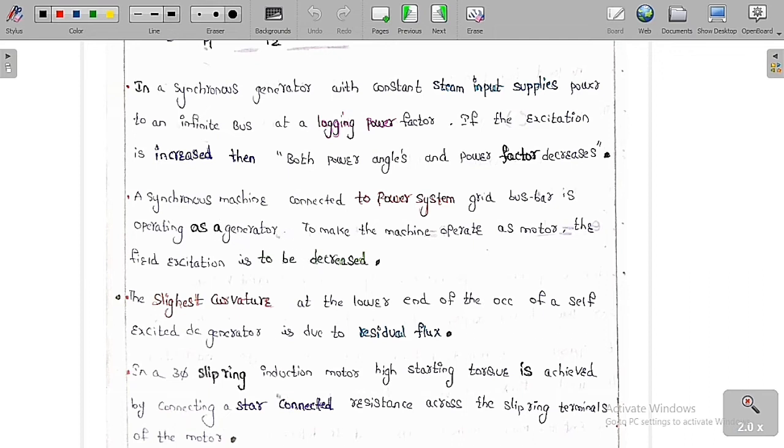So a synchronous machine connected to a power system grid bus bar is operating as a generator. To make the machine operate as a motor, the fuel excitation is to be decreased.